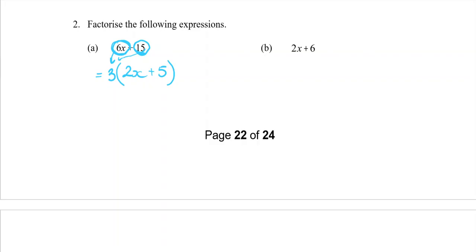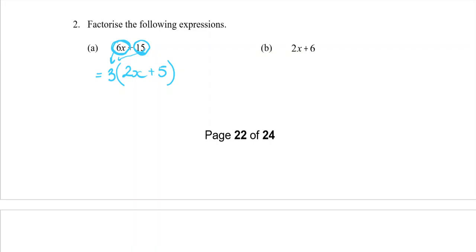You can always check to see if your answer works by timesing it back out, just in your head. So if you went 3 times 2x, you would get 6x. Then plus 3 times 5 makes 15. Okay, so it works. Let's try it again. We'll do a few more questions to practice.